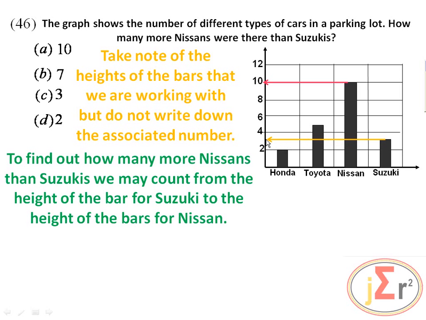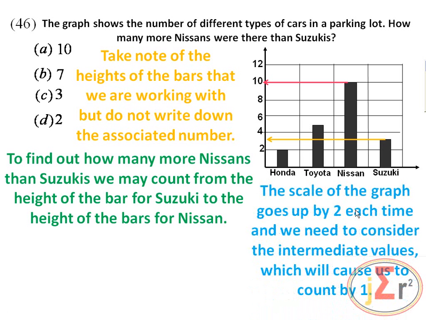So we have right here, we are not going to say what we have there. And although it is obviously 10 here, that's not our concern. The method that we are about to use does not matter what the numbers are like, not as yet. The scale of the graph goes up by 2 each time, and we need to consider the intermediate values, which will cause us to count by 1.